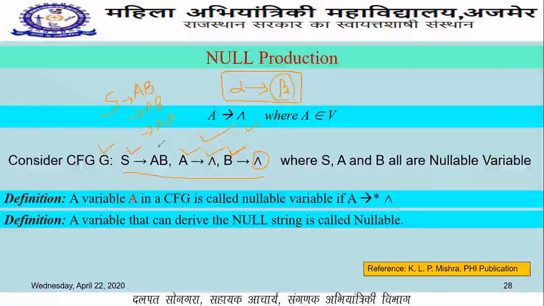And of course null dot null is null. This is a string operation, and you can say this is also A B. Therefore we have seen that S derives the null string after multiple transitions. Therefore this variable S is also known as a nullable variable. Hope you understand this.